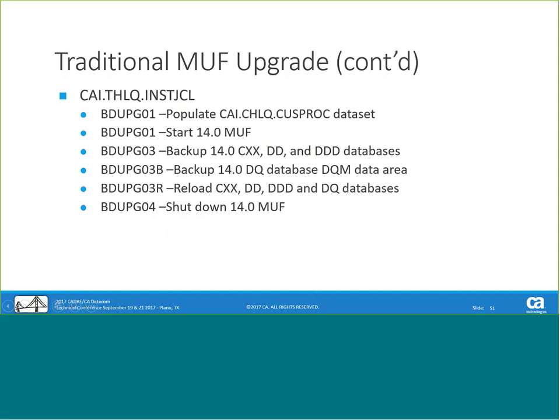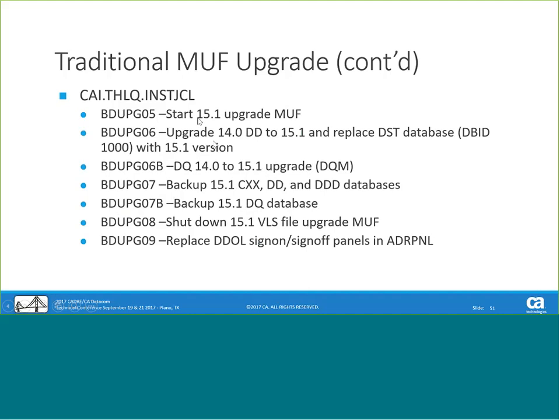Now the actual upgrade members themselves are very similar to how traditional has been in the past. You have B UPG members, you have 01, 03, and you have B if you have data query. If you don't have data query, you don't need to use B. That's been the convention for as long as I can remember, that the suffix of B is for data query. R is for restores, if you need them for any reason, and then an 04 member for shutting down your 14.0 MUF.